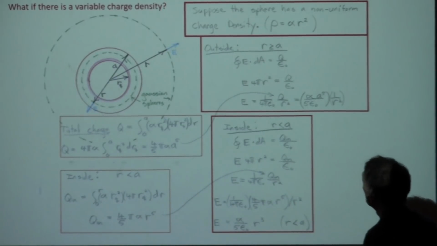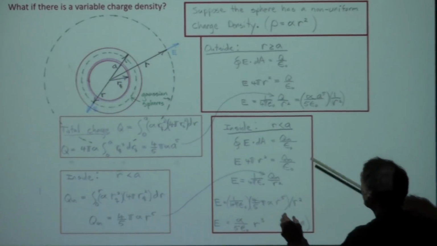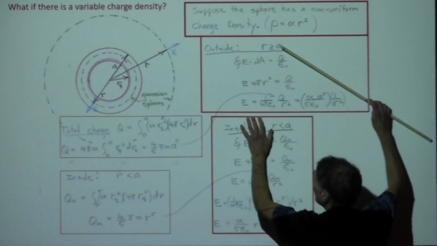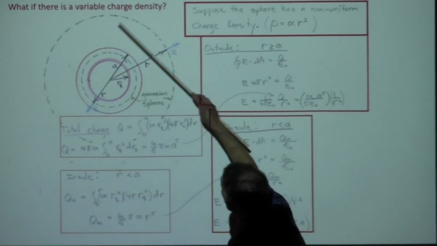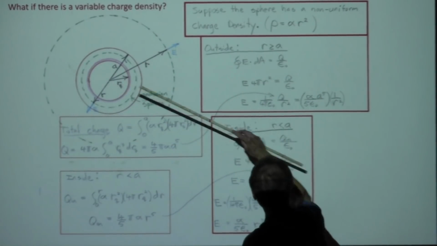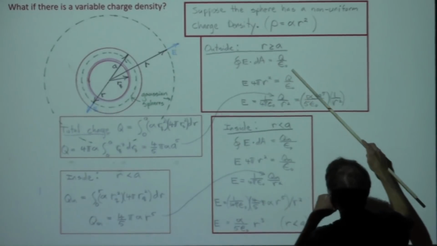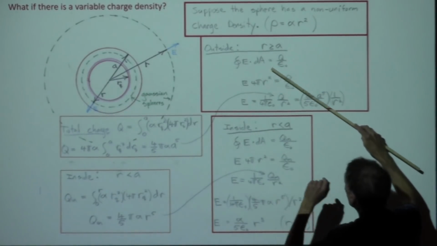This is where it can get trickier. Then when we go back, I want to get the E on the outside. I will say, okay, again, we've got spherical symmetry. I'm going to go ahead and do that. That's going to be E dot dA.